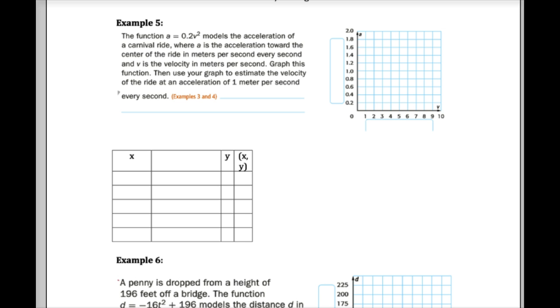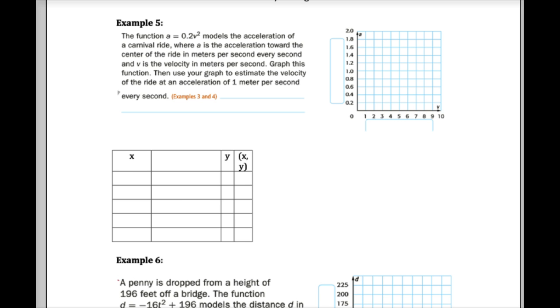Alright, the function a equals 0.2 v squared models the acceleration of a carnival ride. Do you guys know what acceleration is? It's like picking up speed. A carnival ride starts out kind of slow and then speeds up. Where a is the acceleration toward the center of the ride in meters per second every second, and v is the velocity in meters per second. So we're going to graph this function and then use our graph to estimate the velocity of the ride at an acceleration of 1 meter per second.